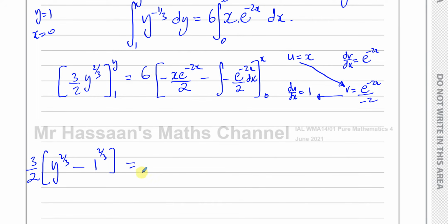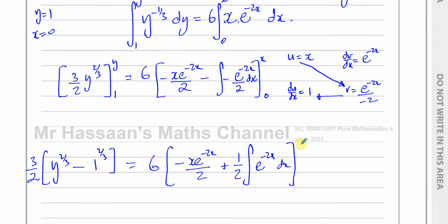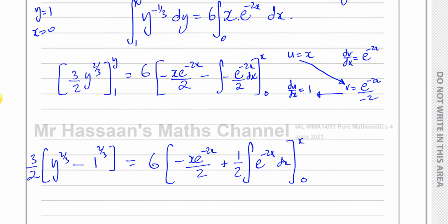equals, and here I've got 6. Okay, I have 6, and then I've got here minus x e to the power of minus 2x over 2, and that minus becomes plus. I can take out also a half from there, and I've got e to the power of minus 2x with respect to x, and I have my limits of x and 0. I'm just trying to make it easy to integrate, so I've taken out the minus a half, that becomes plus a half outside, and now I can integrate that part quite easily.